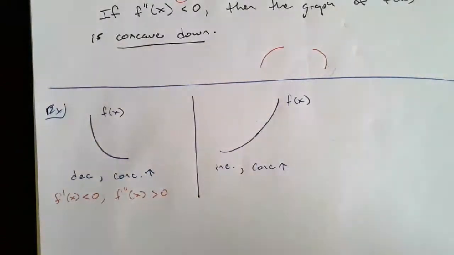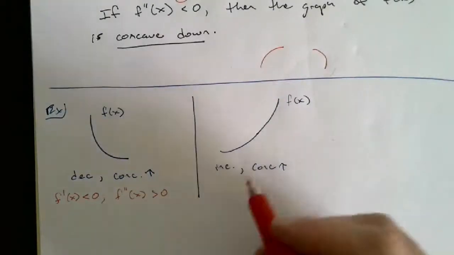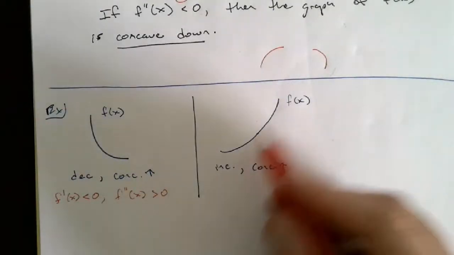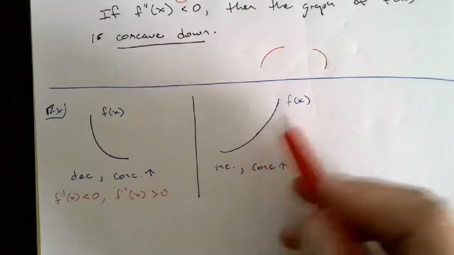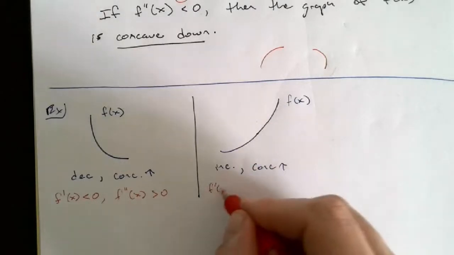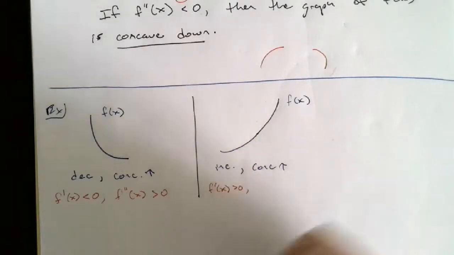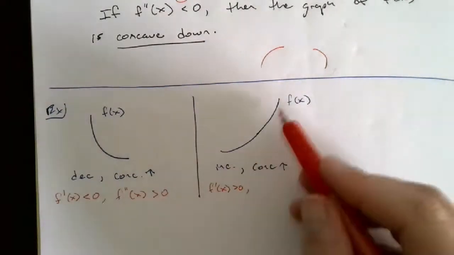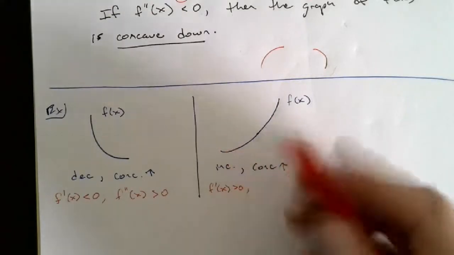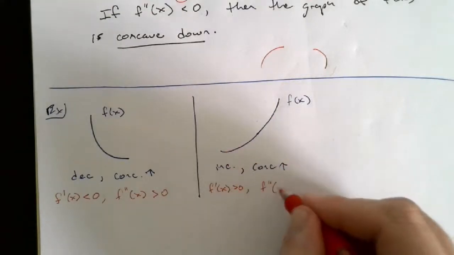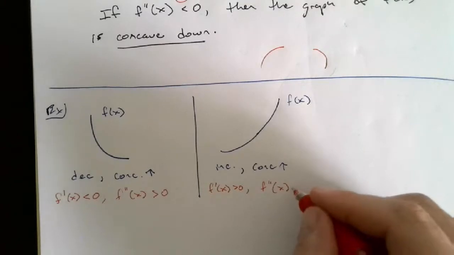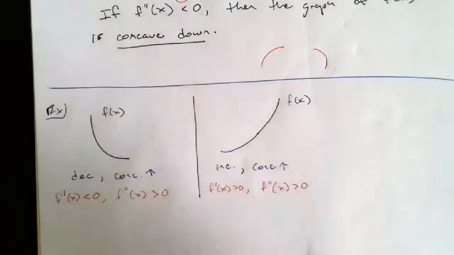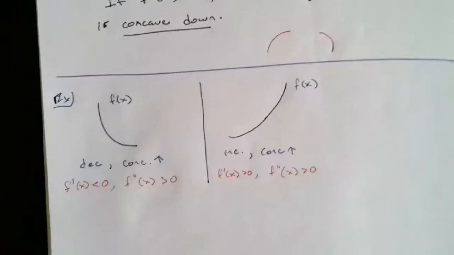And let's talk about what that tells us about the derivatives. Well, if it's increasing, that tells me about the first derivative because the slopes of the tangent lines are going to be positive. So f prime of x is greater than 0. We learned about this in the previous section on first derivatives. For concave up, it can hold water. That tells us about the second derivative. The second derivative, f double prime of x, is also greater than 0.